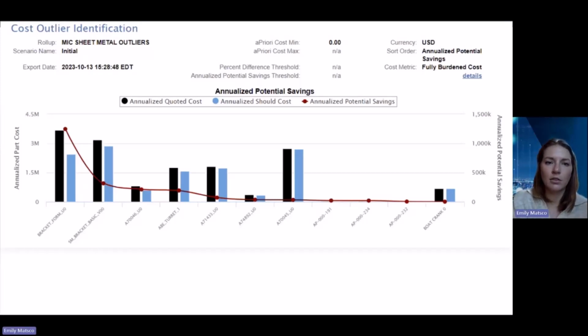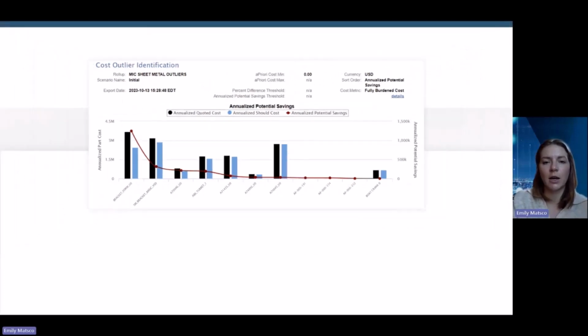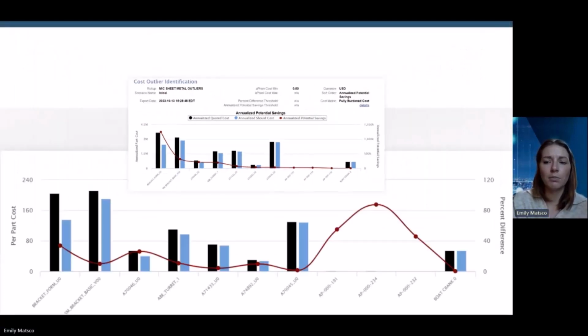And then this report will also show us the percent difference between the quoted cost and should cost for all of our part numbers. So what this will show is, for the same list of parts, what is the percent difference? And why this is really helpful is when you're identifying outliers to go and then negotiate with suppliers, you want to make sure there is a strong enough percent difference between the individual part cost of two parts to actually have a productive conversation with your suppliers.